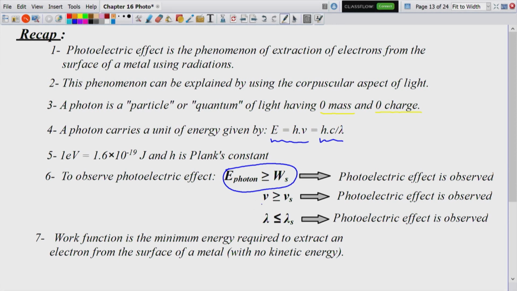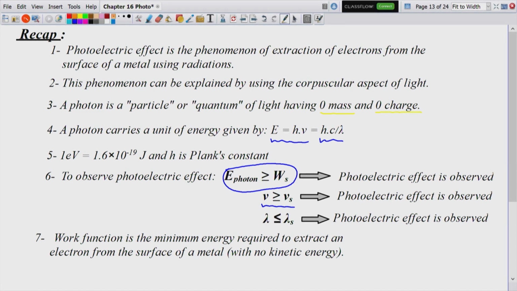The frequency of the given photon should be greater than a value we defined as the threshold frequency, and the wavelength should be less than the threshold wavelength. Again, these three terms need to be known by definition. So you can go over the previous part or the course that you can find in your books and memorize these definitions. You should be able to answer the question of how to define these.